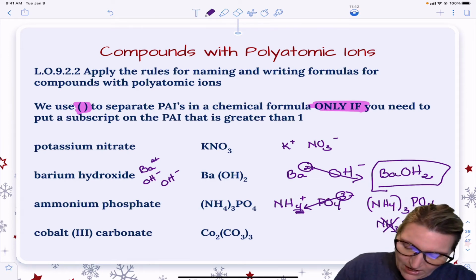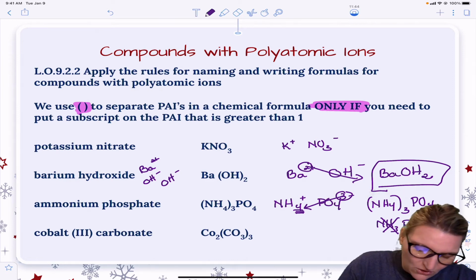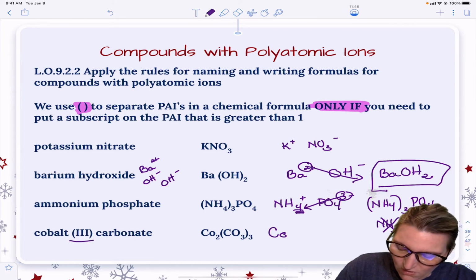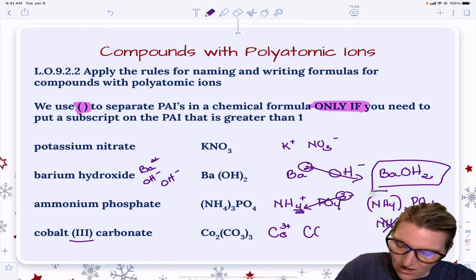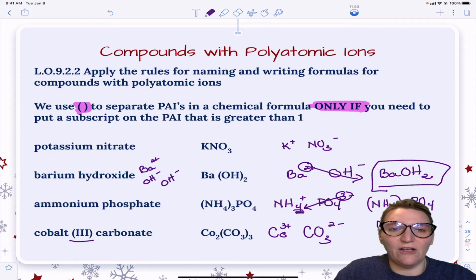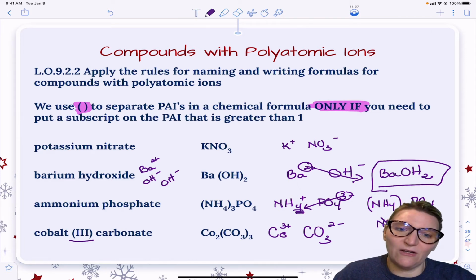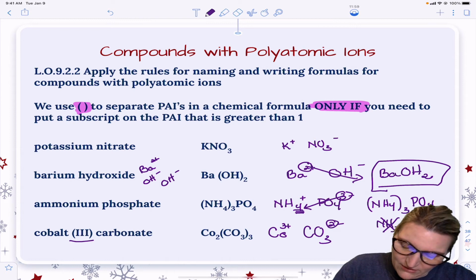And this next one I put down here on purpose, cobalt(III) carbonate. Cobalt(III), I'm telling you it has a charge of 3+. Carbonate is CO3 with a charge of 2-. This is a little bit tricky here. So we need to put subscripts down on actually both of these.